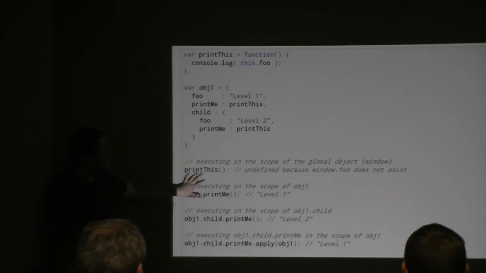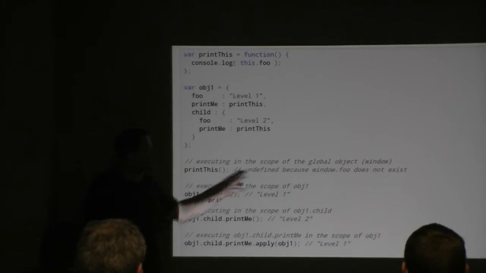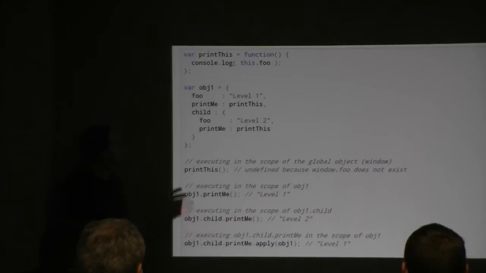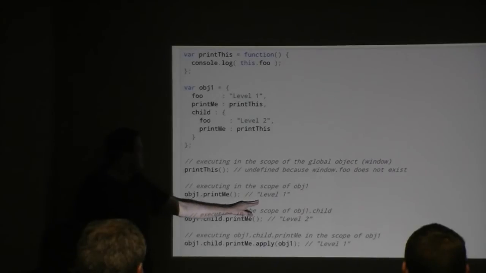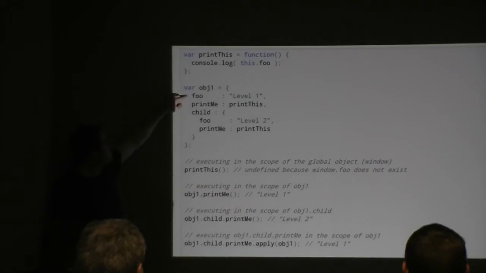So we do this, and it gives us undefined because foo does not exist in the global object, and it doesn't exist here. So we get nothing. We do object1.printme, and we get level 1. Makes sense? Because foo is a property of object1, and we're executing this function in the context of object1, so level 1. Object1.child.printme executes level 2, for the same reason it's saying level 1 on the top level here.